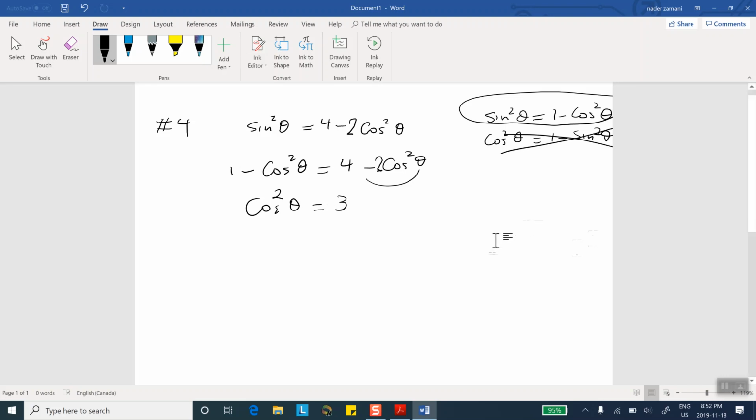Is that right? Let's make sure that we didn't make a mistake here. That was my equation. Great. And sine squared is 1 minus cosine squared. I wrote it. 4 minus that. Now I added 2 cosine squared to both sides, so it gets rid of this. And on the left side, you get cosine squared. And subtracted 1 from both sides, you get this. And you have cosine of theta equal to plus or minus root 3.